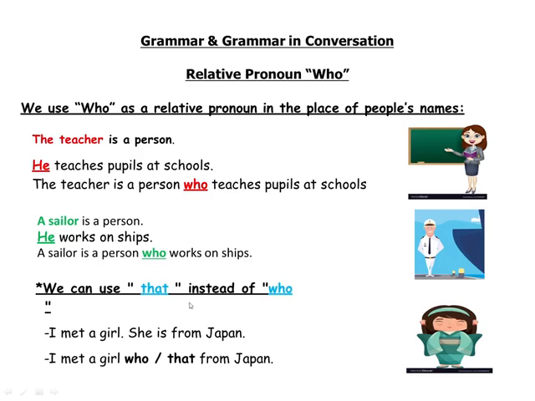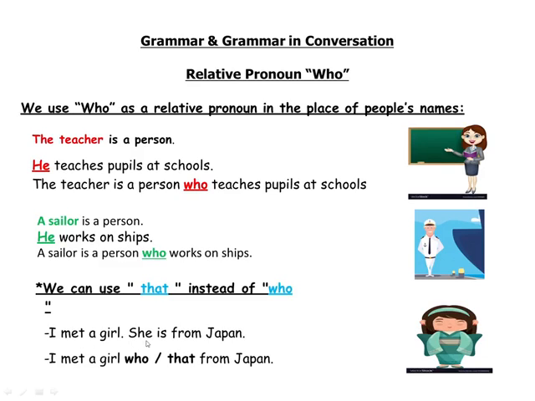We can use that instead of who. It gives the same meaning and it refers to people's names. Okay, we may use who or that. For example, I met a girl. She's from Japan.